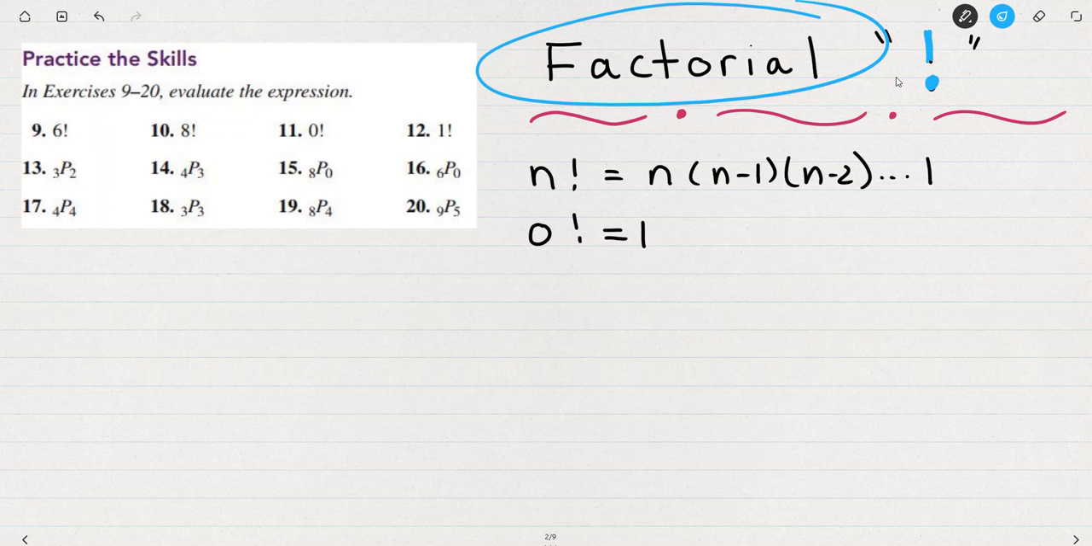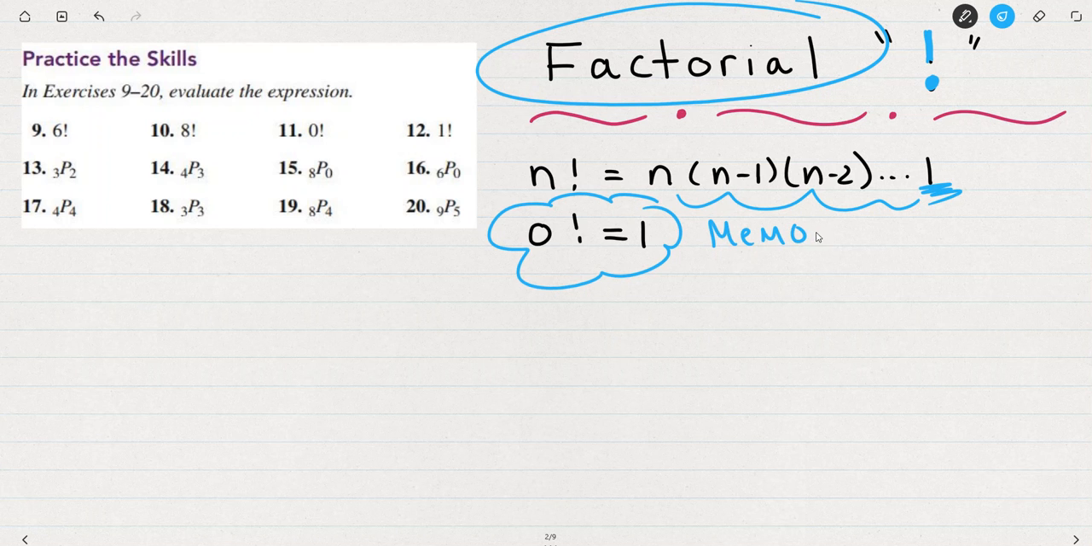It's defined by n times 1 less than n times 1 less than 1 less than n, and so on. And you just keep subtracting 1 and multiplying until you get down to 1. By definition, you'll want to memorize that 0 factorial is equivalent to 1.